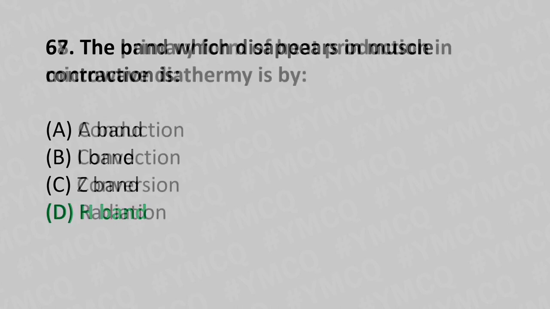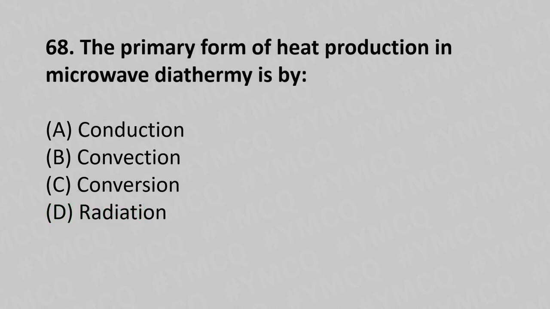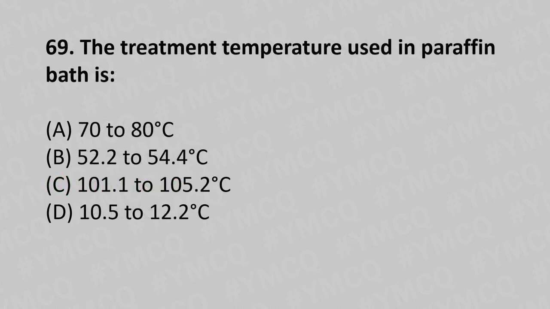Moving to our 68th question, the primary form of heat production in microwave diathermy is Option A, conduction. Option B, convection. Option C, conversion. Option D, radiation. And the answer is Option C, conversion.